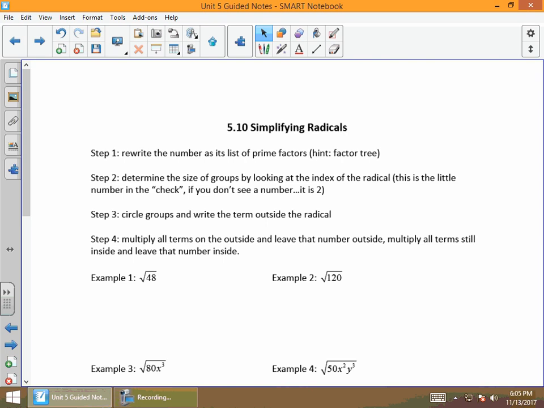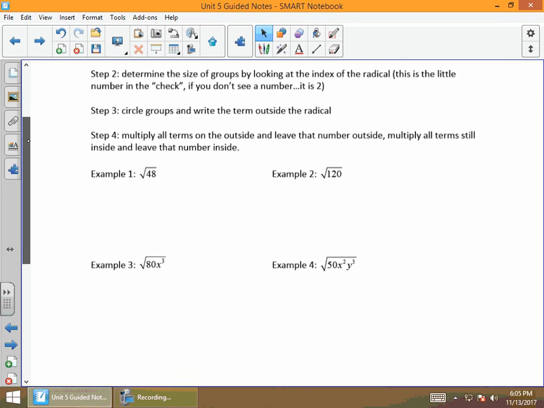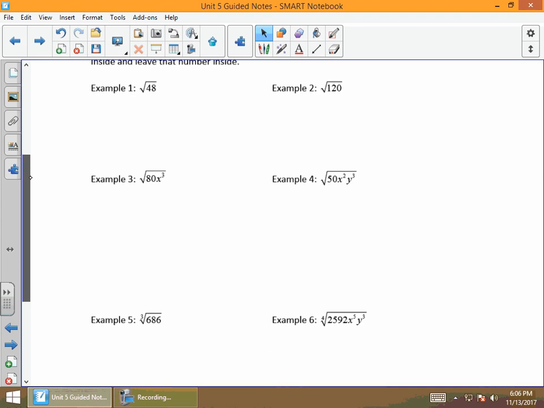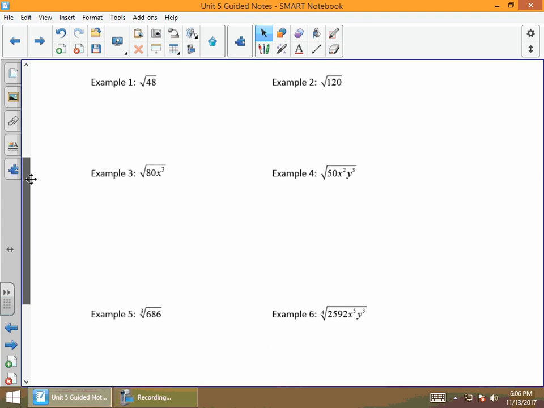Once I determine the size of the groups, the index will tell me that. I group them up with that many terms if they're the same. Once I do that, I move them to the outside of the radical. Then I multiply all my outside terms together and leave it outside, multiply all my inside terms together and leave it inside. So let me show you what that looks like. It's easy to read through those steps, but it makes much more sense when you actually see it being done.